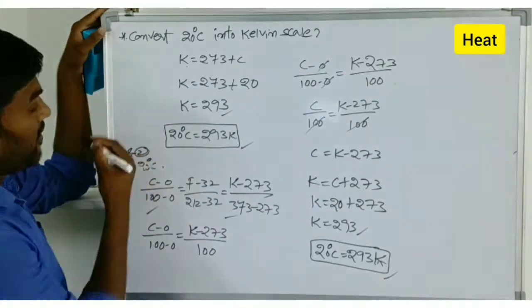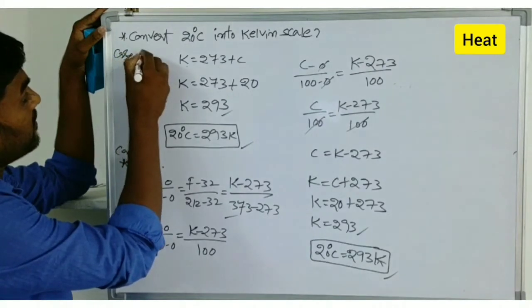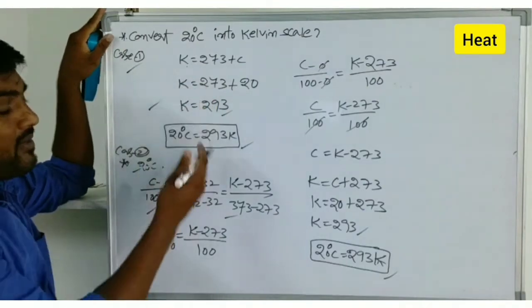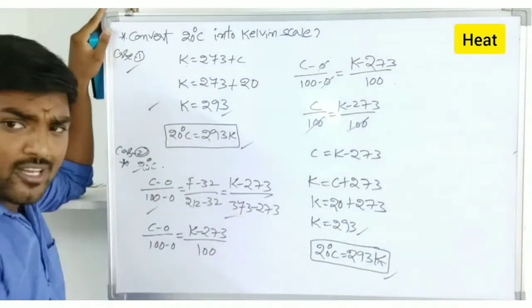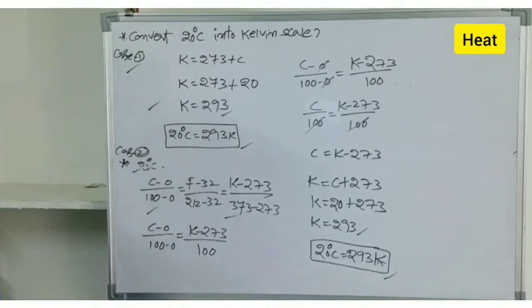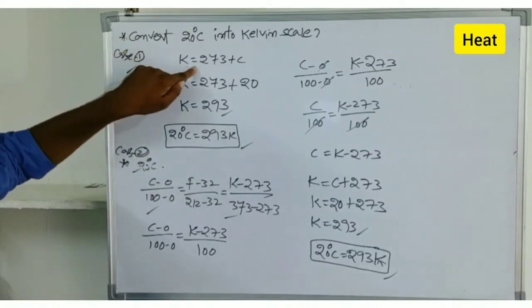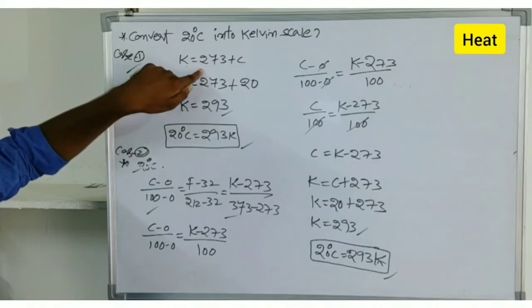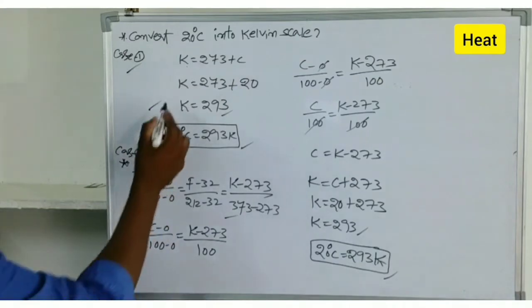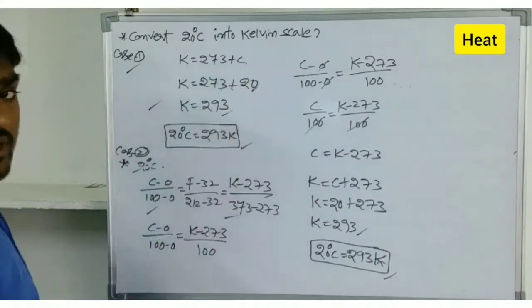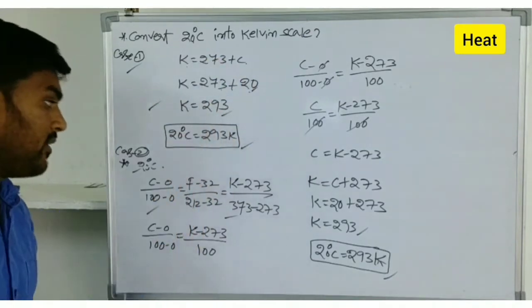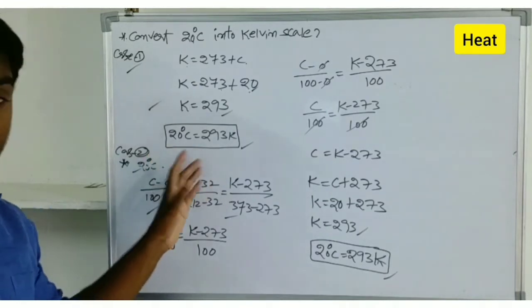This is another method, the simple formula. Convert 20 degrees Celsius into Kelvin scale. Temperature in Kelvin is K equal to 273 plus C, where C means temperature in degree Celsius. C is 20 degrees centigrade. So K is equal to 293. So 20 degrees Celsius is equal to 293 Kelvin.